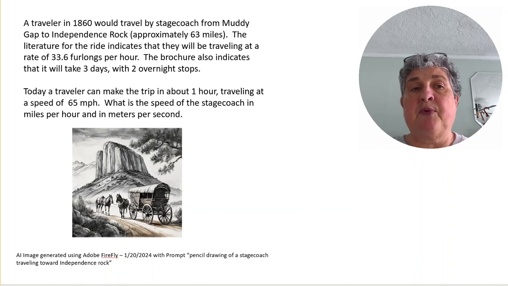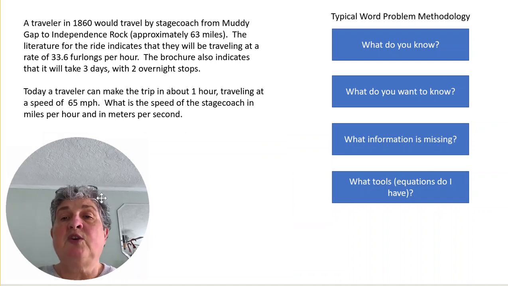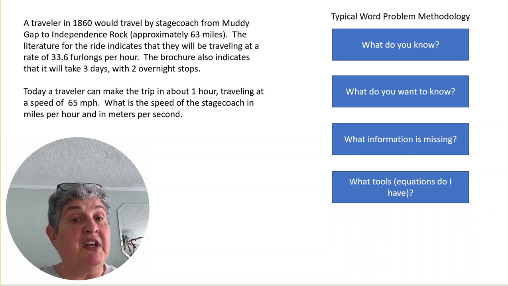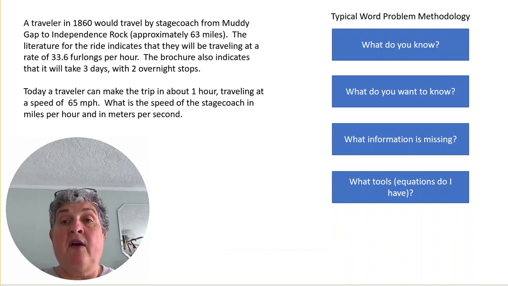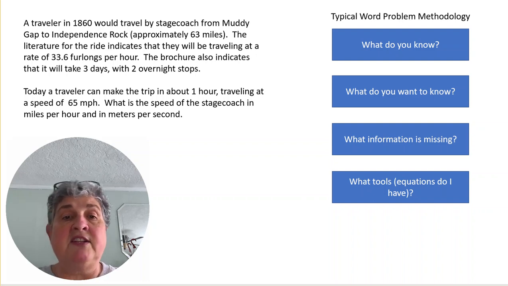So let's look at the approach to the problem here. I'm going to move myself so that we can talk through this. We still have the same problem. This is a typical word problem methodology. What is it we want to know? What do we know? What is provided in the problem? What information is missing? And as we start to do more complicated problems, we want to know what tools, equations, methodologies, or graphs can help us solve the problem.